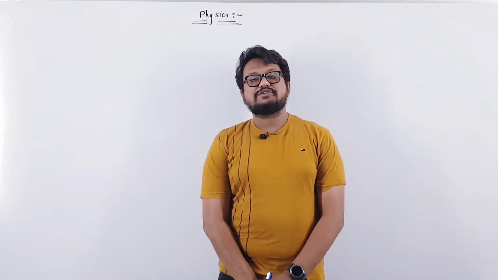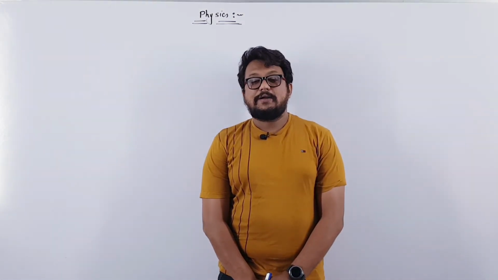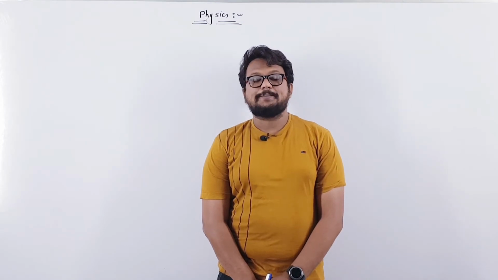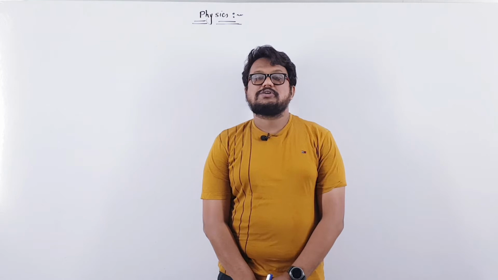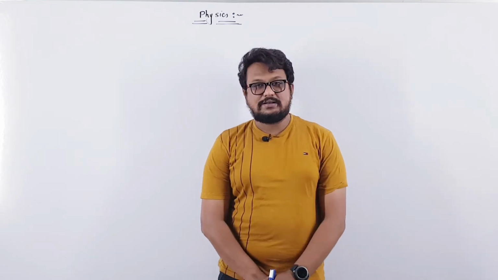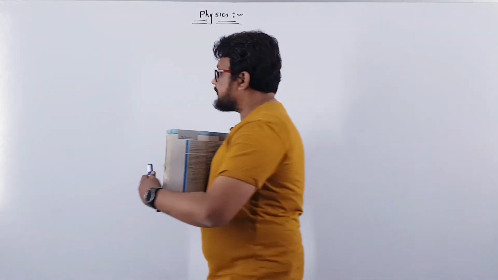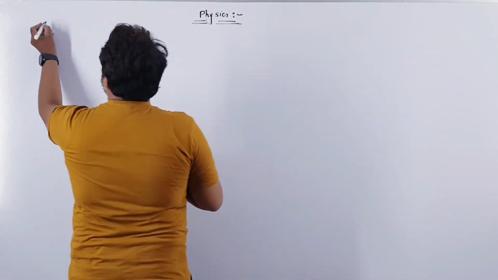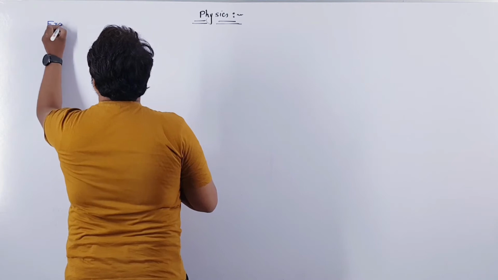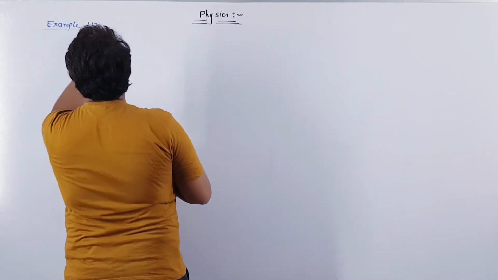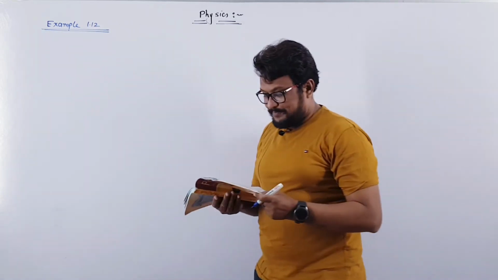Now in this video lecture we are going to solve example 1.12 of standard 12 chapter 1. This example is based on flux, right? Concept of flux. So let us start with example 1.12, an important one for 4 marks. This can be asked for 4 marks, most important one.